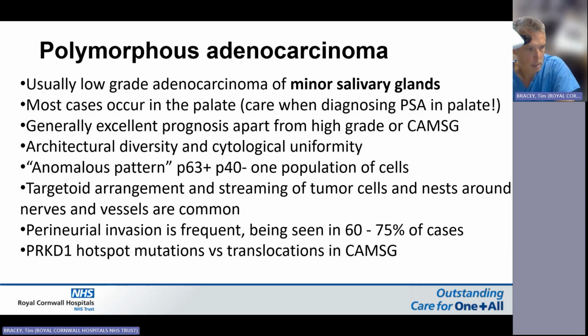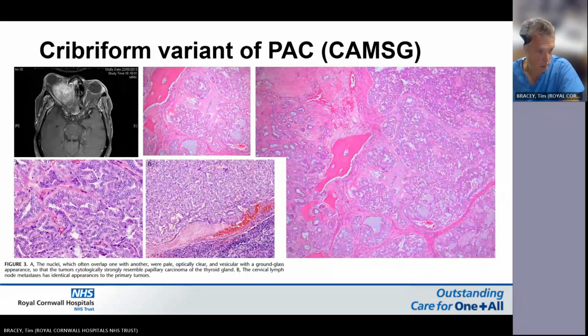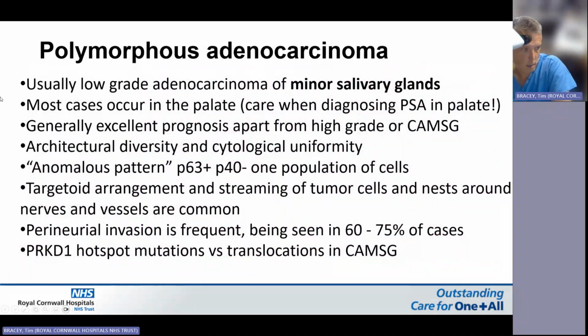polymorphous adenocarcinoma. Oh, sorry. So this targetoid arrangement and streaming of tumor cells around nerves and vessels is very common, and perineural invasion is also pretty frequent as well. Despite this, it generally has a good prognosis. This tumor suppressor gene generally tends to have hotspot mutations, whereas in the next variant I'm going to show you, it tends to have translocations, but in the same gene. So this is why they're probably going to end up being separate entities in the future.